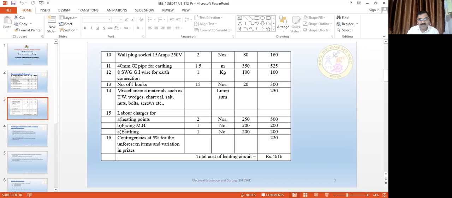And for wiring and fixing the meter board for the heating circuit, it is about 200 rupees lump sum. And labor for earth connection is about 200 rupees. So we have to add all these amounts, the column amounts should be added, and then contingency at the rate of 5% of the above amount should be calculated, and it will be about 220 rupees. Now the total cost of heating circuit becomes 4,616 rupees.